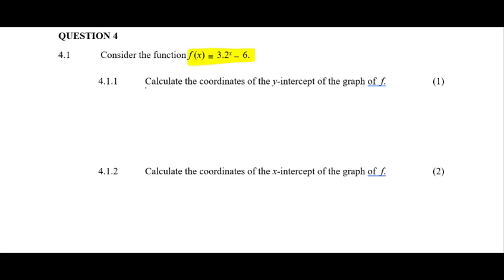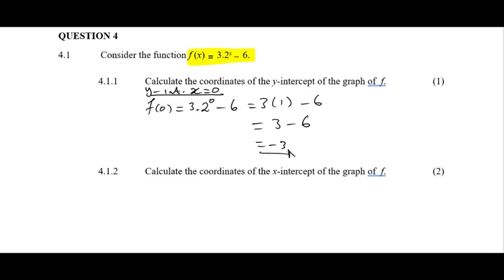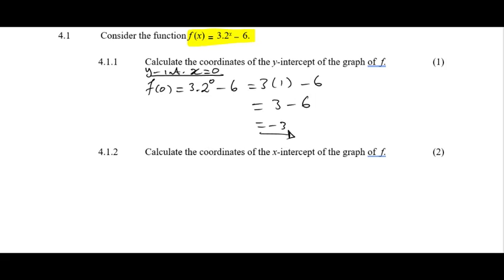The y-intercept is where we let x equal 0. So in this function I put x as 0. f at 0 equals 3 times 2 to the power 0 minus 6. Anything that is raised to 0 is 1. So 3 times 1 minus 6, which is 3 minus 6. Then the answer will be negative 3 as your y-intercept.